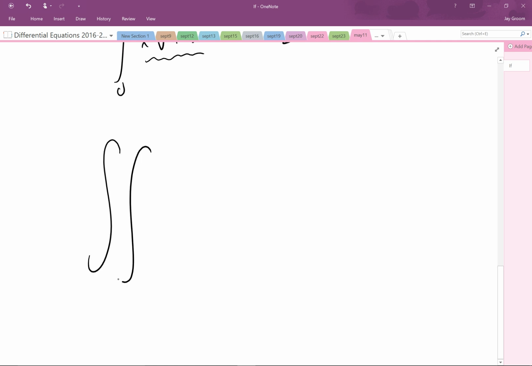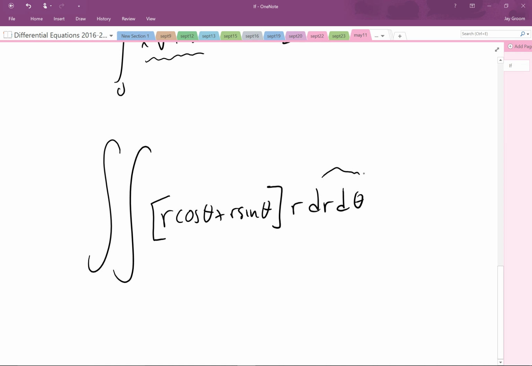In here, instead of x, I'm going to put r cosine theta plus y, r sine theta. Right? And I'm going to replace my dx dy with an r dr d theta. Now, again, I'm not sure which order I want to put those in right now, but I know I'm going to have them there. But notice it's r times all of this mess. It's kind of a big deal.